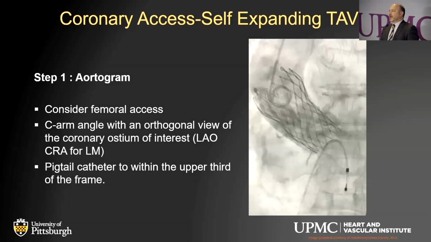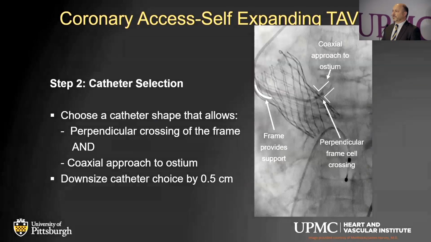With these high frame valves, such as the Evolute valve, you prefer femoral access for these cases. You want to make sure that you position yourself at an angle that shows you the ostium of the coronary of interest very well, and this is usually an ileo-cranial angle. You want to start with the pigtail. The whole concept here is to try to stay inside the frame and get coaxial with the coronary artery, and not get outside or tangled with the outside of the frame.